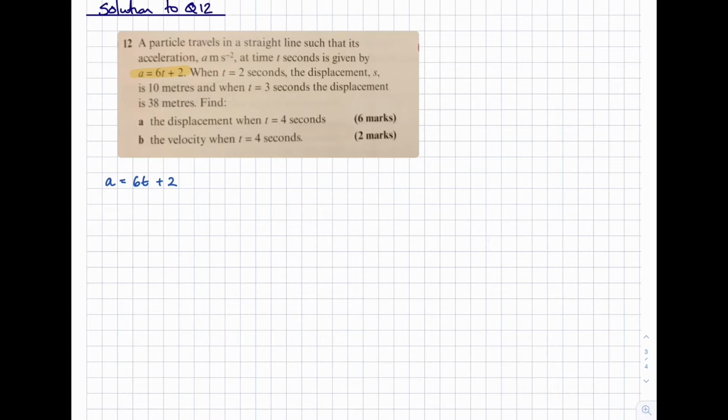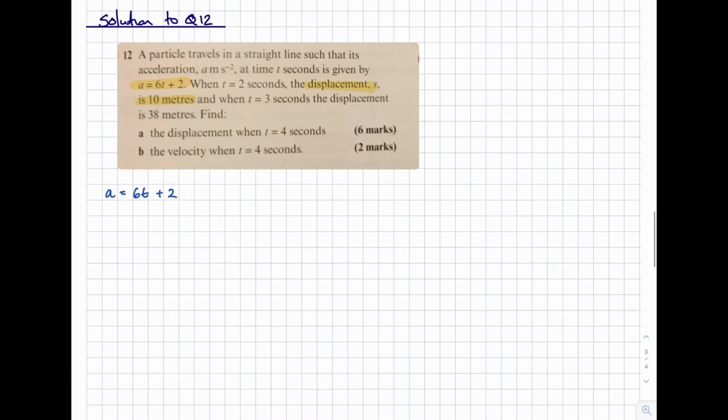So when t is equal to 2 seconds, the displacement is 10 meters. And when t is equal to 3, the displacement is 38 meters. And we want to calculate the displacement when t is 4 seconds. Okay, so it's giving you information in the question about displacement. And it's told you what the displacement is. Well, we've got acceleration. So let me go right back to the top of the page again.